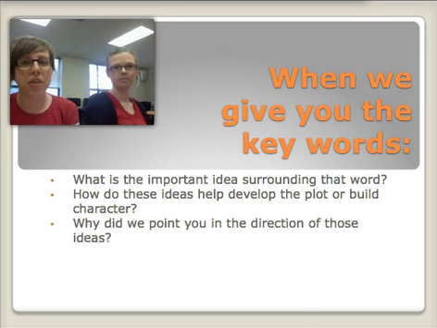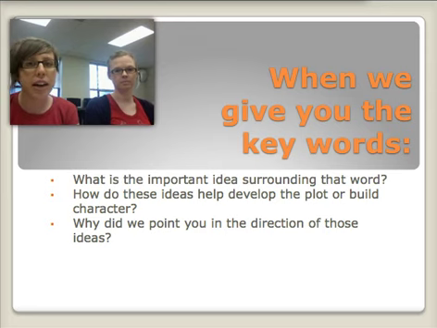When we give you the keywords, they'll be on a PowerPoint in front of the class while we're reading, and you just have to identify what the important parts around that word are. How do those words and the ideas around the words help develop the plot or the character or the theme? And then why do you think that we chose those ideas or those words? Why would those be important to the overall meaning of the text that you're reading?